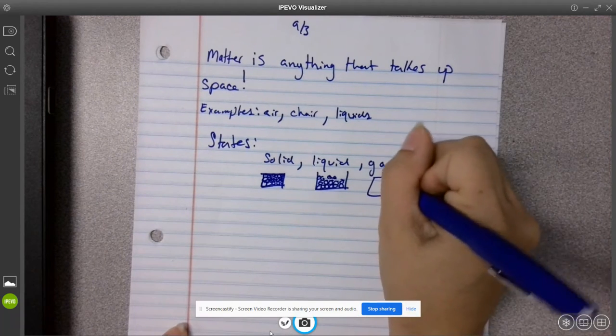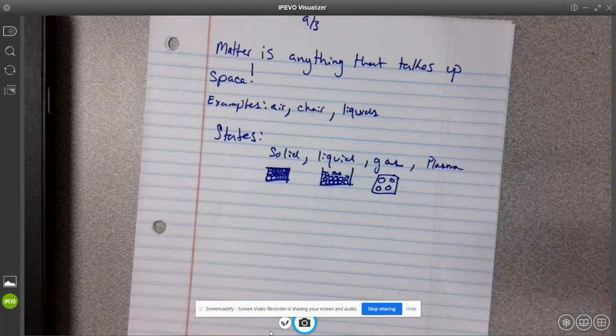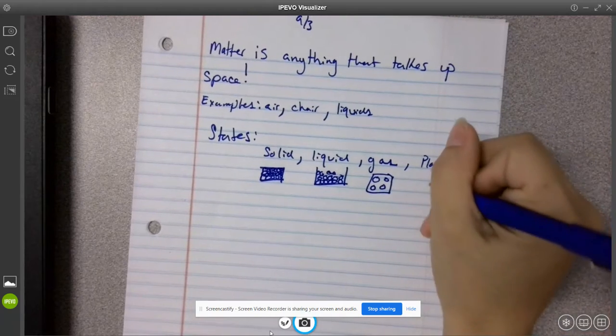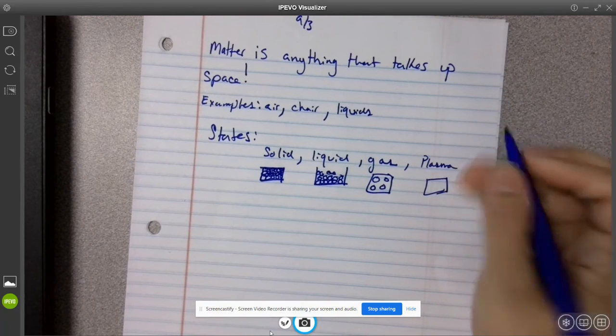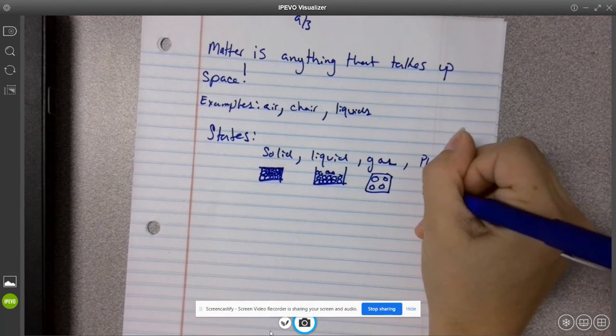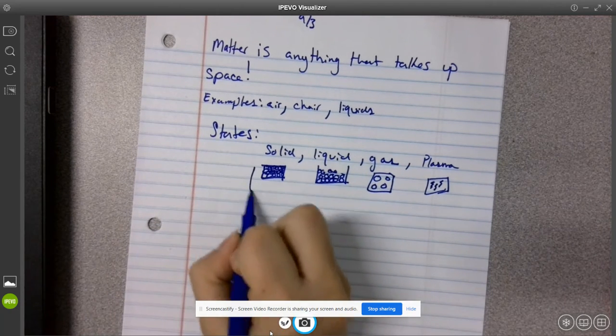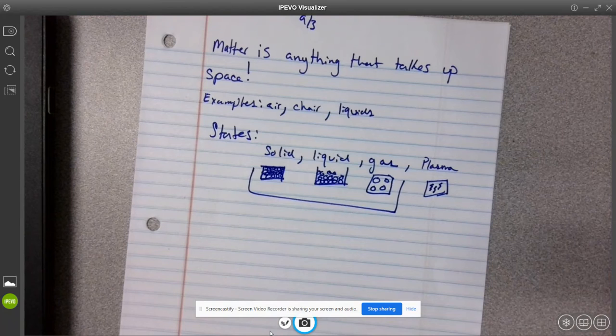Gas has to be in a closed system. These particles are going to be so far apart from each other, and they're going to be bouncing off the walls, and they fit whatever container they are in. And again, plasma is very close to liquid, but it's just charged. And I'm drawing little lightning strikes for our plasma. But we have three main states of matter: solid, liquid, and gas.